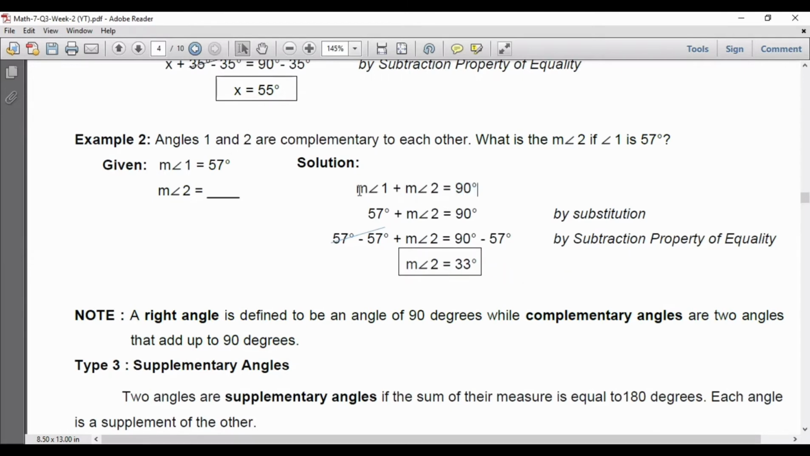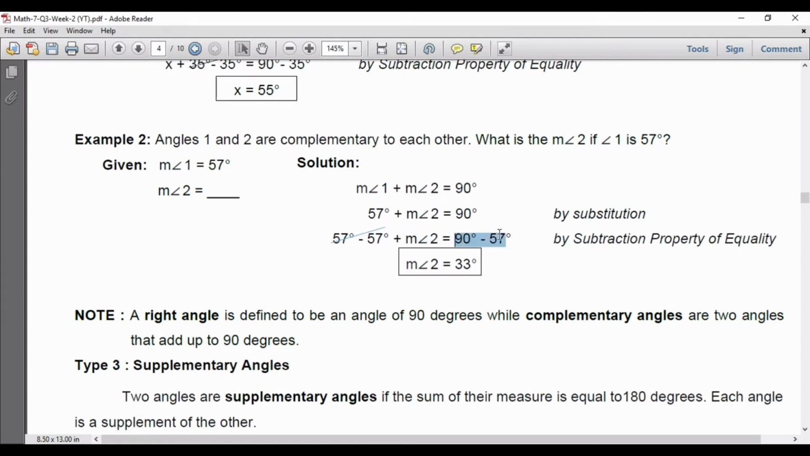Given that the measure of angle 1 equals 57 degrees, then the measure of angle 2 is unknown, so the sum equals 90 degrees. By substitution, and this time by the addition property of equality, we have to eliminate 57 degrees. To do that, we add negative 57 on both sides of the equation. So, negative 57 on the left side and negative 57 also on the right side. This will result in 57 minus 57, which is equal to 0, and what remains on the left side will be the measure of angle 2.